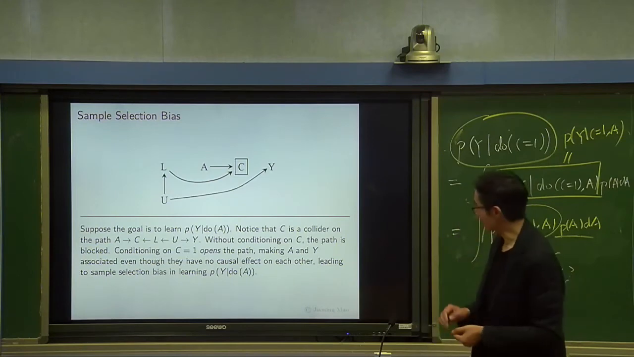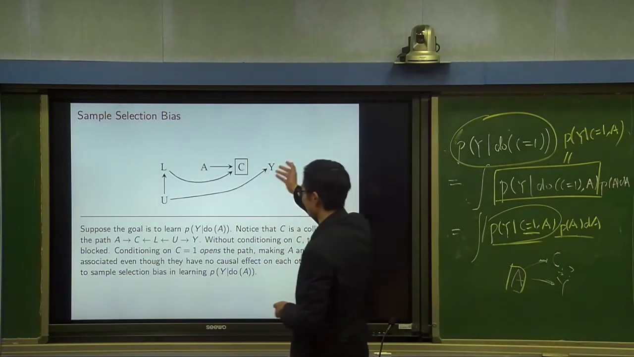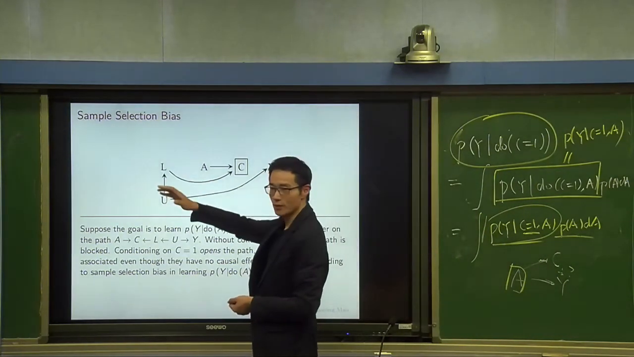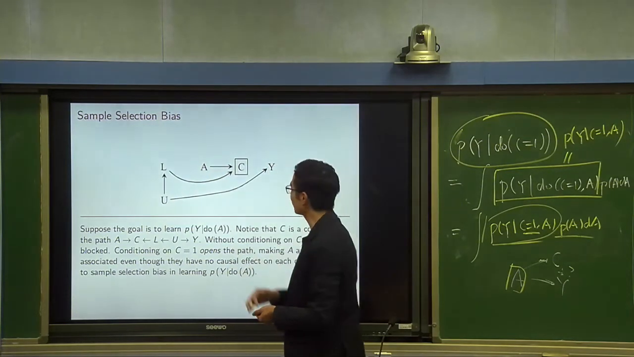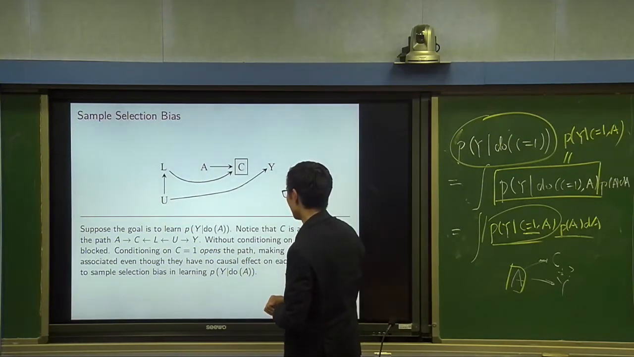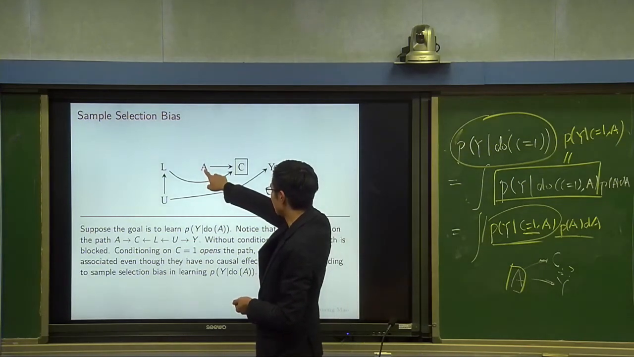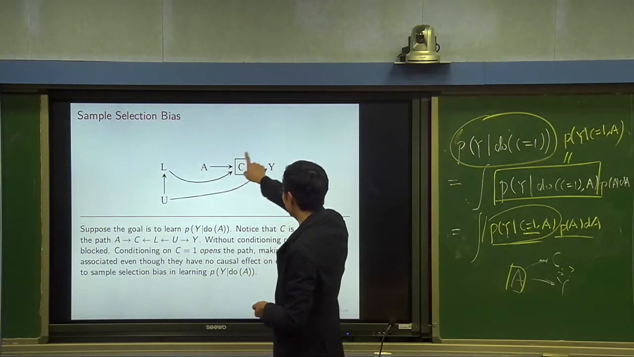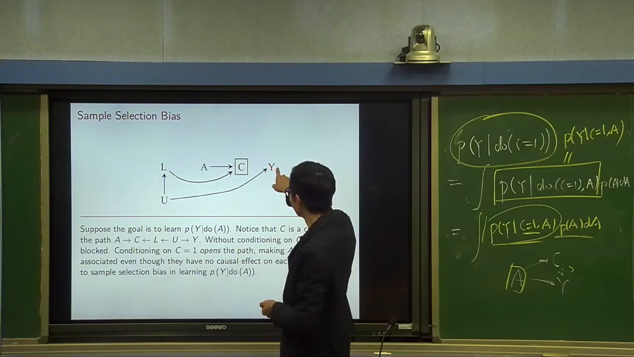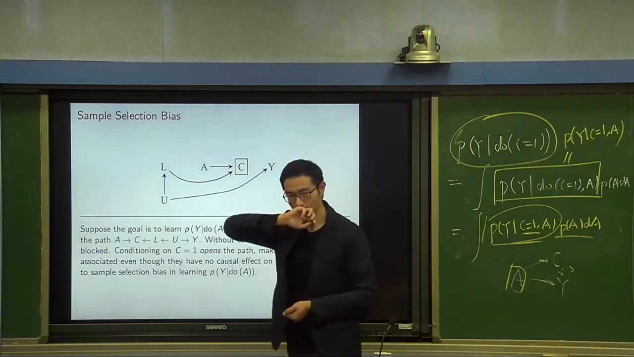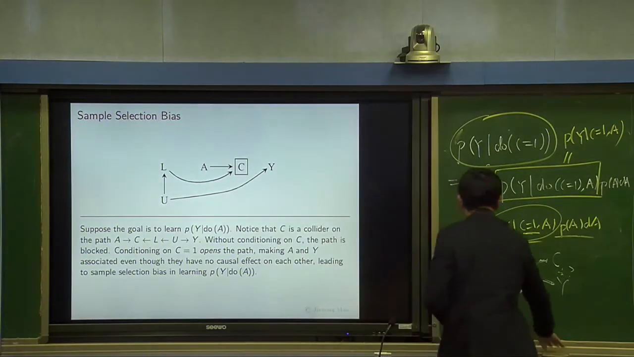All right. Let's look at another case. Suppose we have this case. Let's forget about what each variable means. I just give you this causal graph. In this causal graph, suppose A is a treatment and Y is the outcome, but we only see Y for which C equal to 1. So how do we do that?